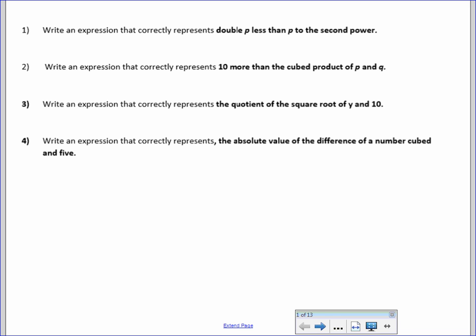Number 1, write an expression that correctly represents double p less than p to the second power. So double p would be 2 times p, less than, now there's no "is" in there, so it's not an inequality, is going to be minus p to the second power.